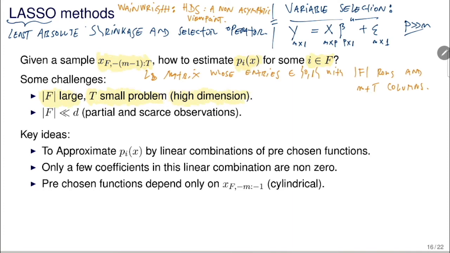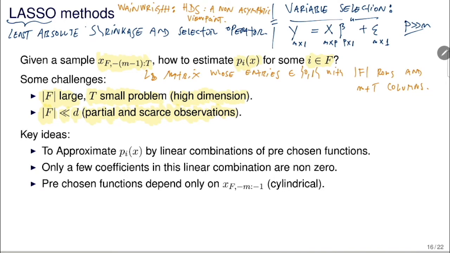Another challenge here is that usually we have partial and even very scarce observations, in the sense that the number of neurons in the network is d, and this number is much larger than the number of observed neurons.